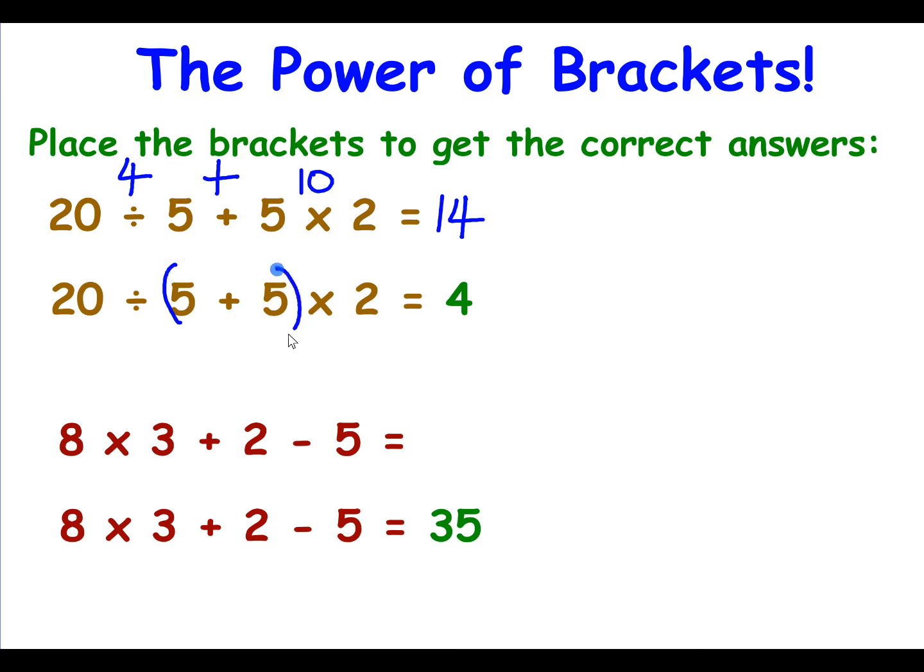If we place the brackets around the 5 plus 5, it raises the priority of the addition, so we have to do this first. Brackets is our top priority. So 5 plus 5 is 10. So it becomes 20 divided by 10 times 2. Now we've just got multiplication and division left, and they're at the same level. So we just read it from left to right. 20 divided by 10 is 2, and 2 times 2 gives us 4. So putting the brackets around the 5s gives us the answer 4.